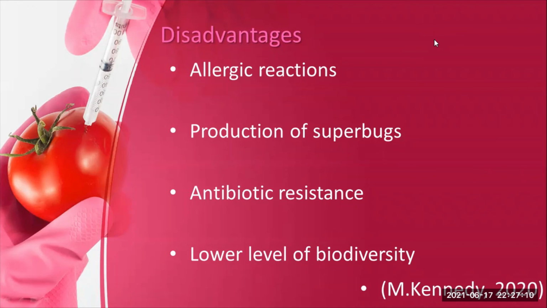Finally, a lower level of biodiversity can be a result of genetically modifying our food. If we are successful in producing plants that are completely resistant to insects, then these insects would not have enough food source and would eventually die off. And the organisms which depend on these insects as a food source would then die off as well, thus reducing our biodiversity on planet Earth.